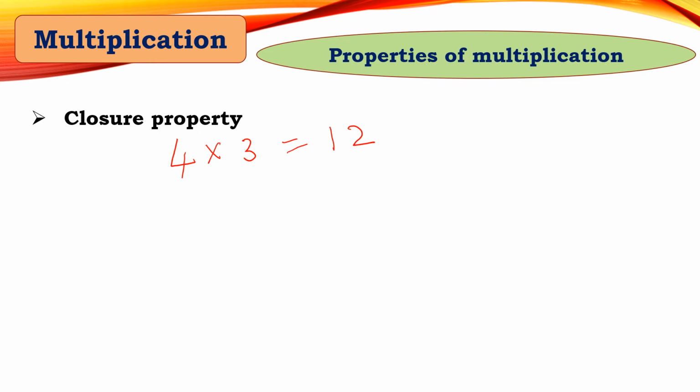Is 4 a whole number? Yes. Is 3 a whole number? Yes. How about the product 12? Is that a whole number? Yes. So we can say that whole numbers are said to be closed under multiplication. Since the product is always a whole number in any multiplication of two whole numbers, closure property applies in multiplication.